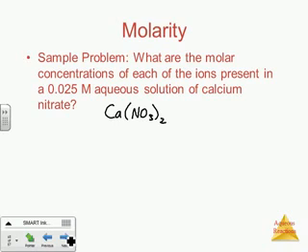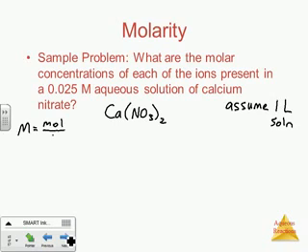And we have a 0.025 molar solution of that. Okay, so let's just think about this in terms of moles here. Let's assume for just a minute that we have 1 liter of solution. Then that means, since molarity is moles over liters, and we know that we have a 0.025 molar solution and it's 1 liter, then the number of moles is equal to the molarity here.